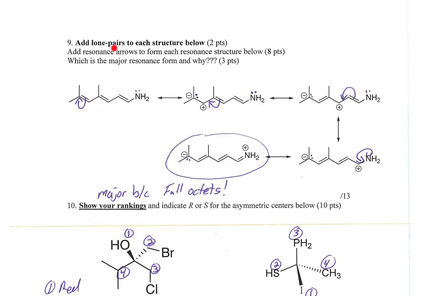More resonance. Add lone pairs. Don't forget to slow down and follow the instructions. If I ask for lone pairs, add the lone pairs. All right, bonds broken, bonds formed, all that kind of stuff is happening here. Remember, carbon with a negative charge has a lone pair. Make sure you add those lone pairs in. Don't forget those. Pi bond breaks.